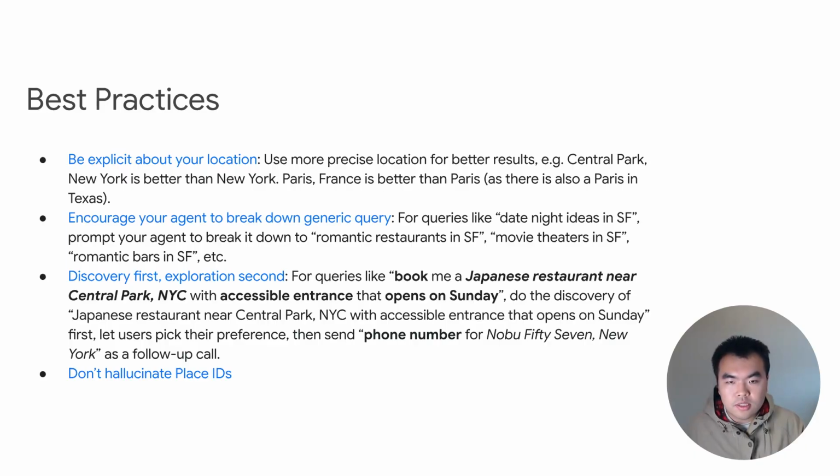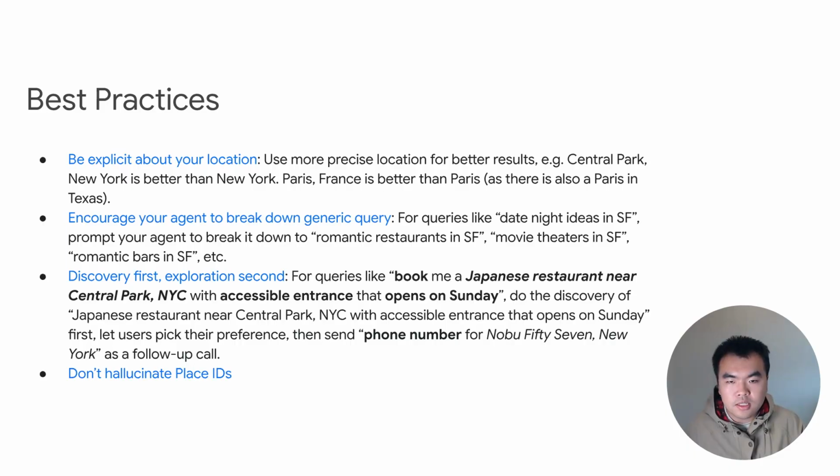Third, discovery first, exploration second. For queries like "book me a Japanese restaurant near Central Park, New York with accessible entrance and open on Sunday," do the discovery of Japanese restaurants near Central Park with accessible entrance that open on Sunday first. Let the user pick their preference and then search the phone number for a specific restaurant name as a follow-up call to get the booking information.